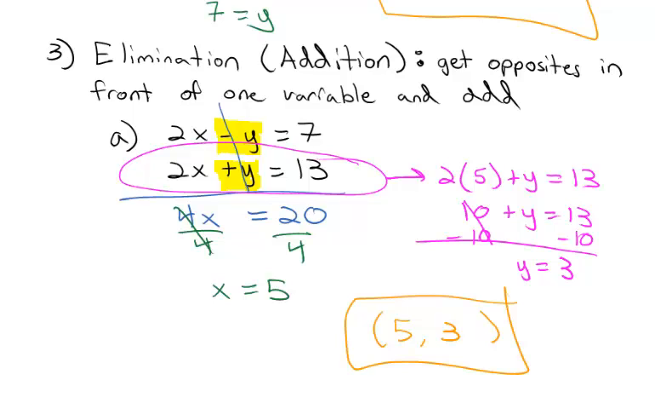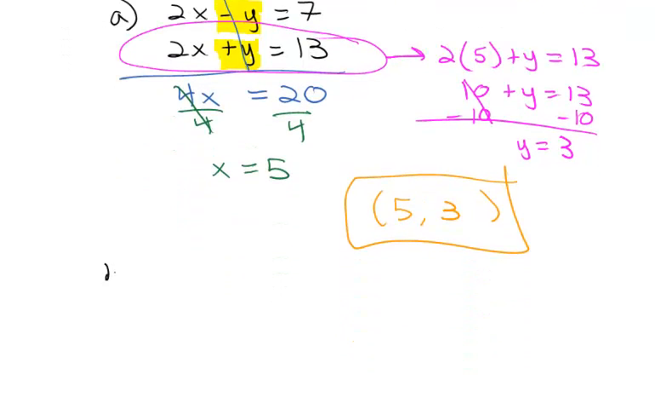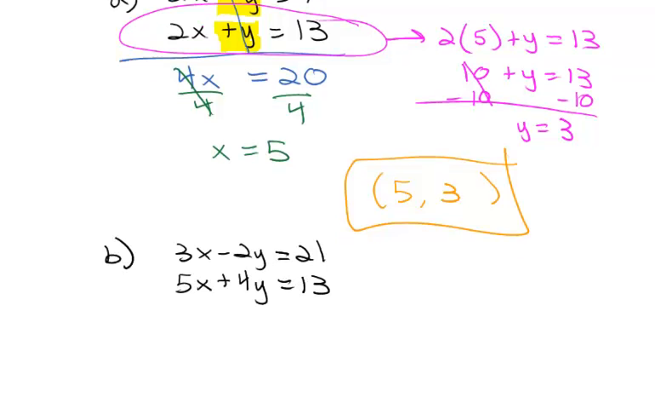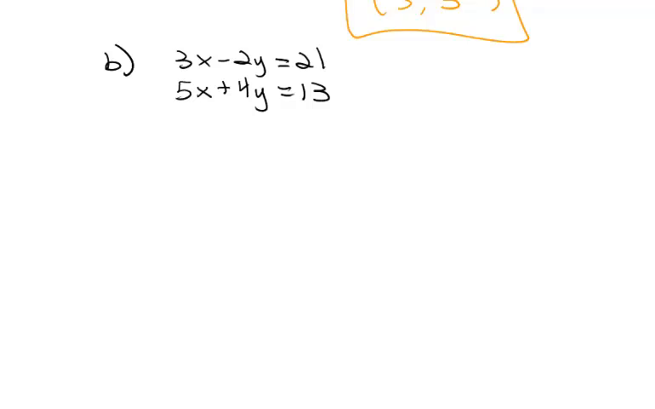Now this one was nice because it started out with those opposites we wanted. We had a negative y and a positive y. Quite often we don't start with the opposites we want, though. So we'll see a problem like 3x minus 2y equals 21 and 5x plus 4y equals 13. And we're going to have to do some work to get the opposites that we want in front of either x or y. And we can pick either variable.